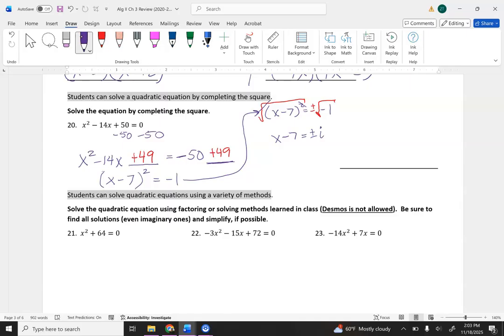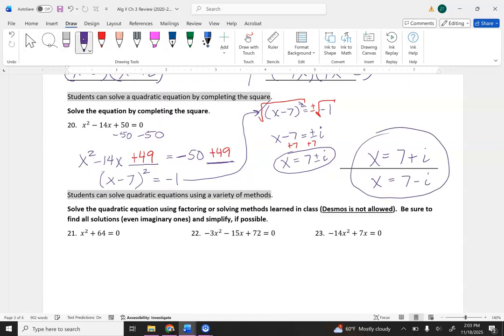So we can translate that into i, and then to get x all by itself, we're just going to simply add that 7 over to the other side. So that would be a positive 7 on that side with a plus or minus i. So your actual answers then, there's still two answers here. You can actually write your answer just like this if you want to. But for those of you that like to show both answers, you could say that one answer is 7 plus i, and one answer is 7 minus i. Those are your two answers. They're both imaginary answers, but that's what comes from completing the square.